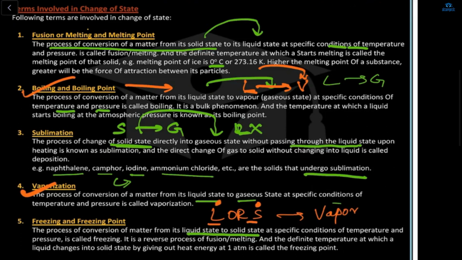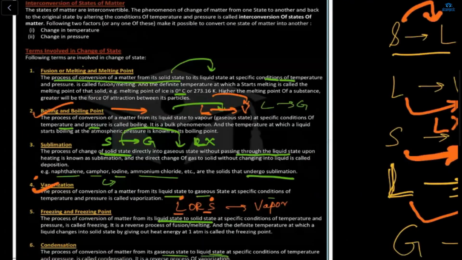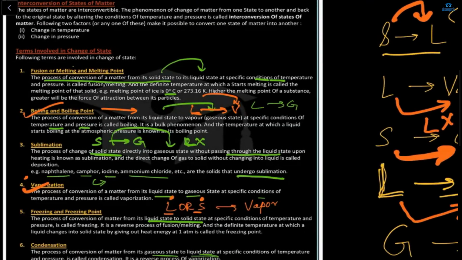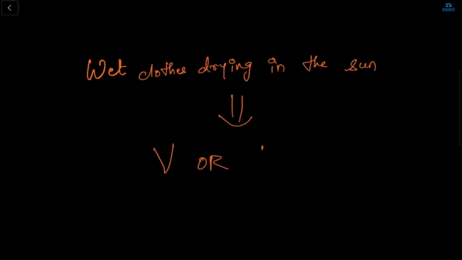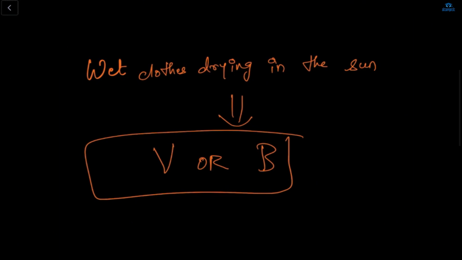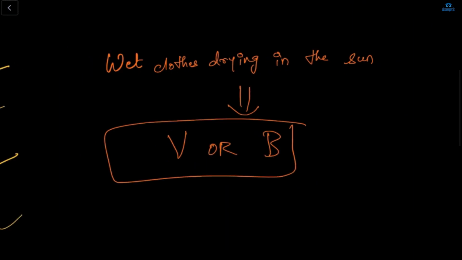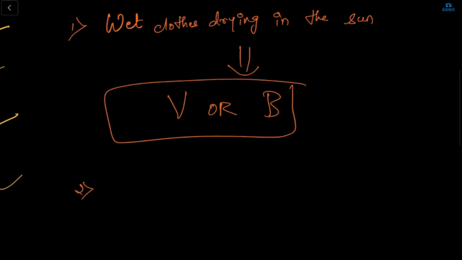Okay. So here, for vaporization, can we say that wet clothes drying in the sun is the process of vaporization? Okay, wait, let me write. My screen is visible now. Yes, ma'am. Wet clothes drying in the sun. Now you tell me, is this the process of vaporization or boiling? Vaporization or boiling? Is it vaporization? Okay, first question. Second question is drying of a wet hair. Is this the process of vaporization or boiling?